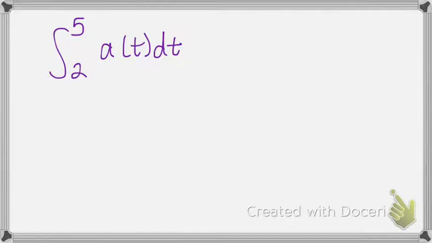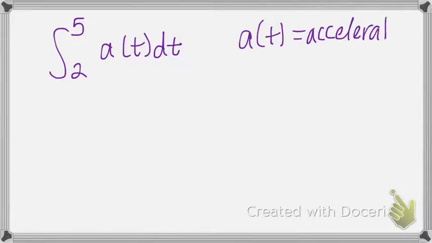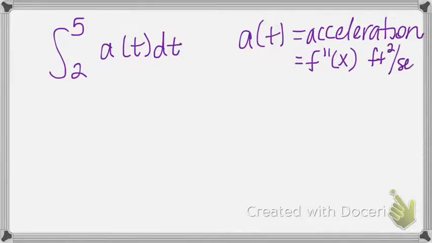Okay, so what if we have one like this? A of t represents acceleration. I don't know if you remember anything about acceleration, but acceleration is the second derivative. So we're taking the integral of the second derivative. And we're going to say that that is in feet squared per seconds, where time is in seconds.